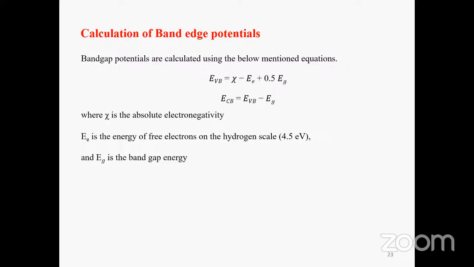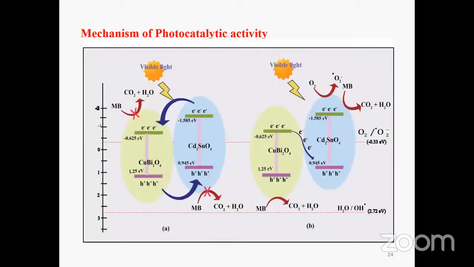And we have also calculated the band edge potentials of each compound and each composite, and they are found to be like this. And this is the schematic diagram of the Z scheme, the right side picture, where electrons are transferring from the conduction band of CuBa2O4 to the valence band of Cd2SnO4, so that the electron-hole recombination has been reduced.